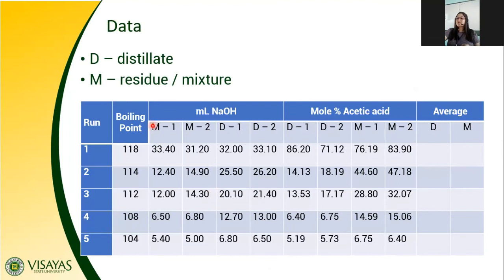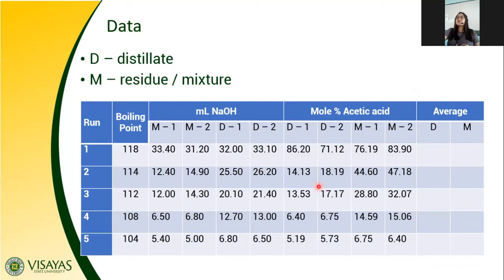So this is the data. Actually, class, this data is from previous data that I gathered from my students in our previous physical chemistry class. Those persons have already graduated. So I gathered their results, and that is why I provide these results.